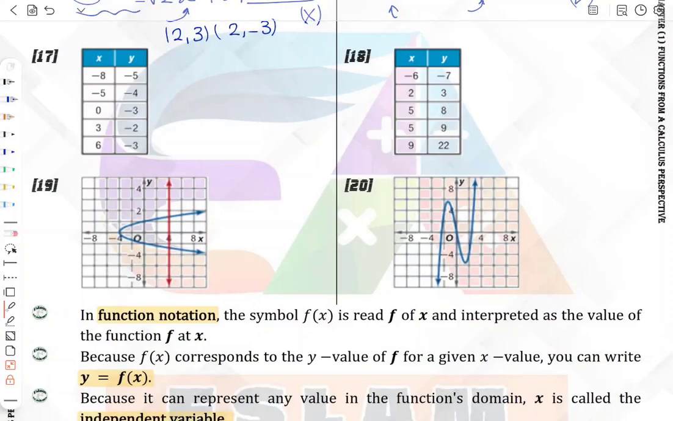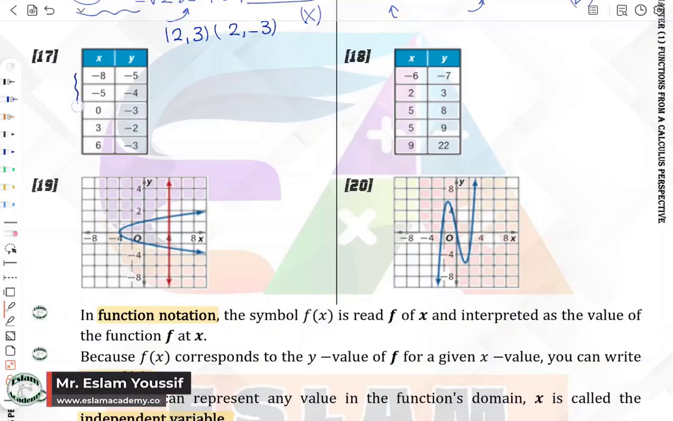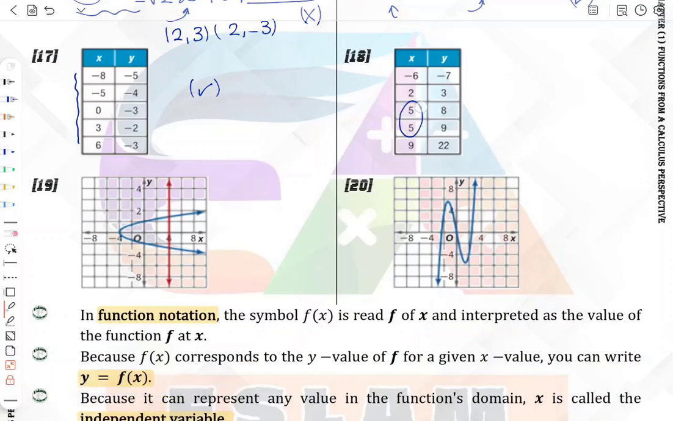Now we have another type of relation. We can write the relation numerically by using a table. To find if the relation is a function or not by using the table, look at x. If you don't find any repeated value for x, it means this relation is a function. But in question number 18, you will find that there are two repeated values for x. So this relation is not a function.